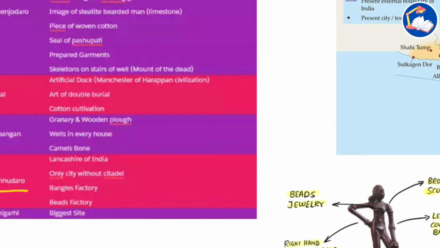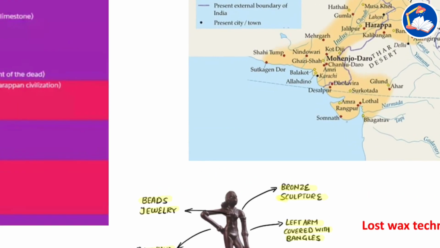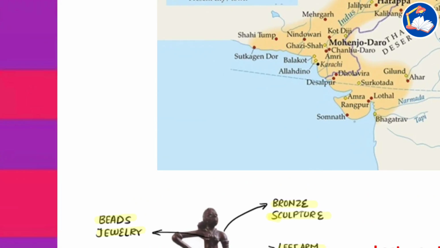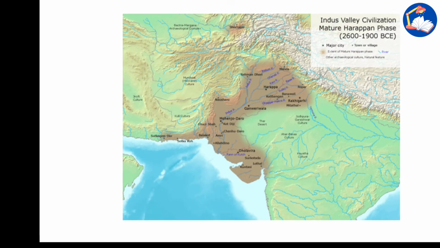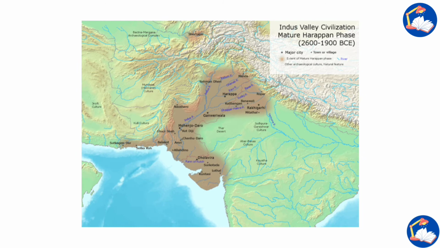Now we come to Chanhudaro, now in Pakistan. The only city without a citadel, that is Chanhudaro. A bangle factory and a bead factory were there. Rakhigarhi was the biggest site. Where is Rakhigarhi? In this map, we can see Rakhigarhi over here, near Uttar Pradesh. Sorry, not Bihar, near Uttar Pradesh.